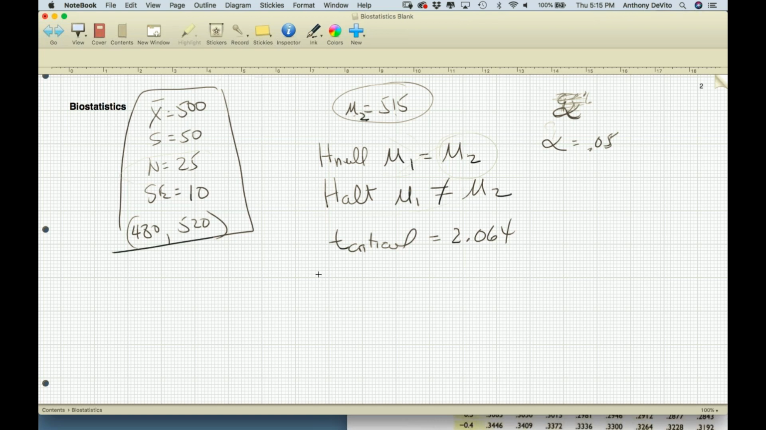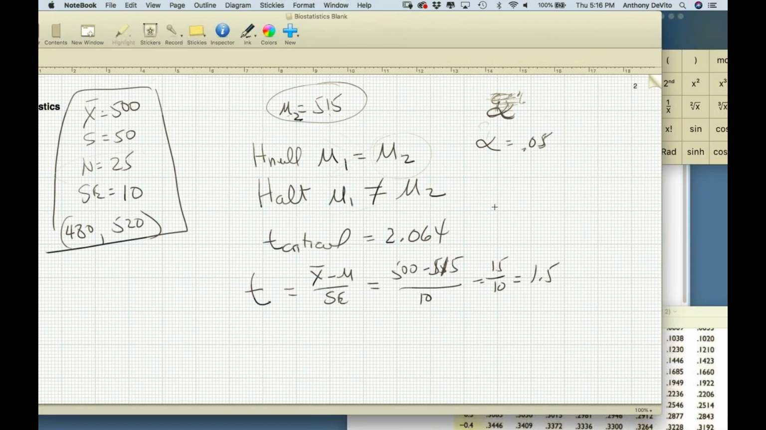Okay, so let's calculate what T is equal to. How many standard errors apart are these two numbers? Okay, so X bar is 500. X bar minus mu over the standard error. That's the number of standard errors, basically. X bar is 500 minus 515, over a standard error of 10. Okay, and that's equal to 15 over 10, and that's equal to 1.5.